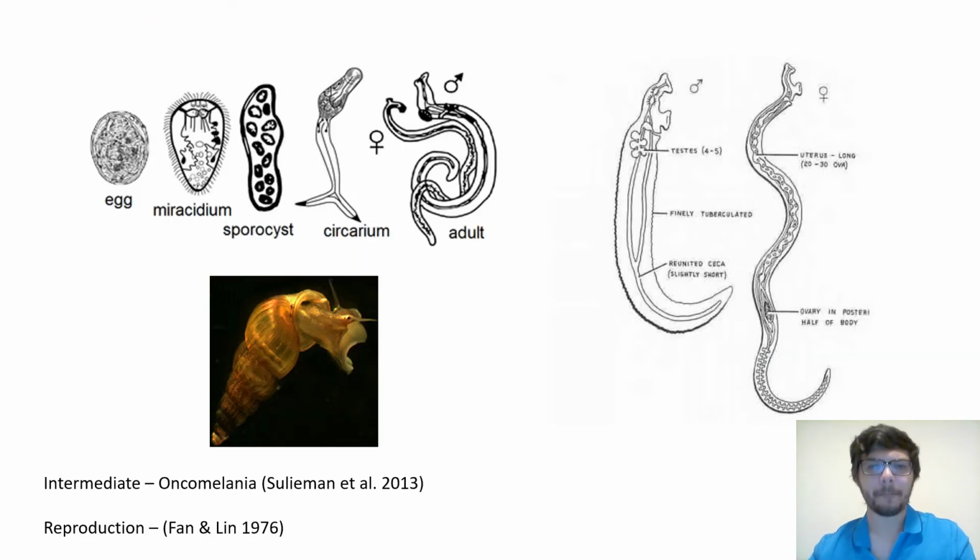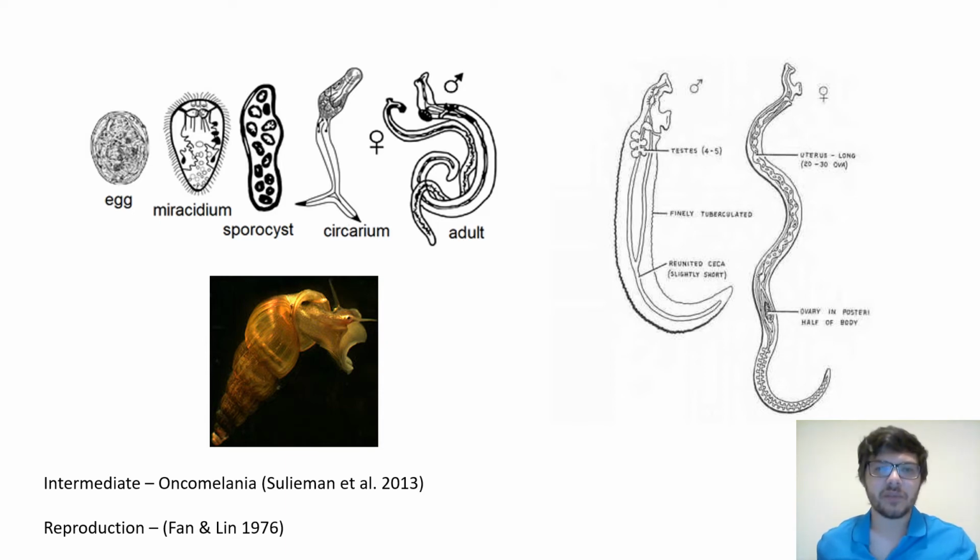Okay, so here we're going to look at a brief form of the life cycle and some anatomy, and also talk about how it reproduces a little bit. So we looked at the egg at first, then it goes into a form called the miracidium. So the miracidium actually infects an intermediate host before it gets to us, the humans.